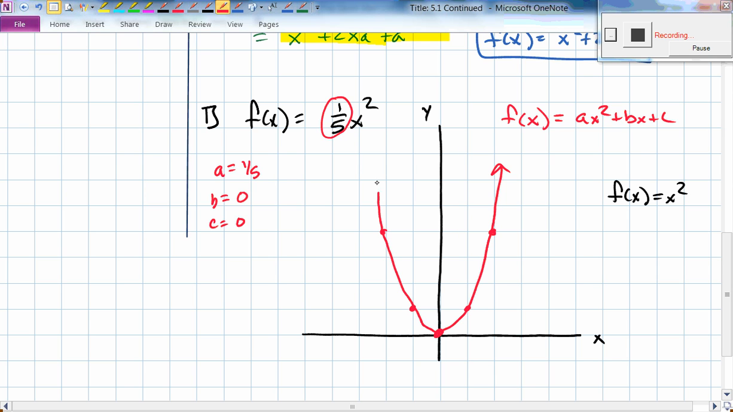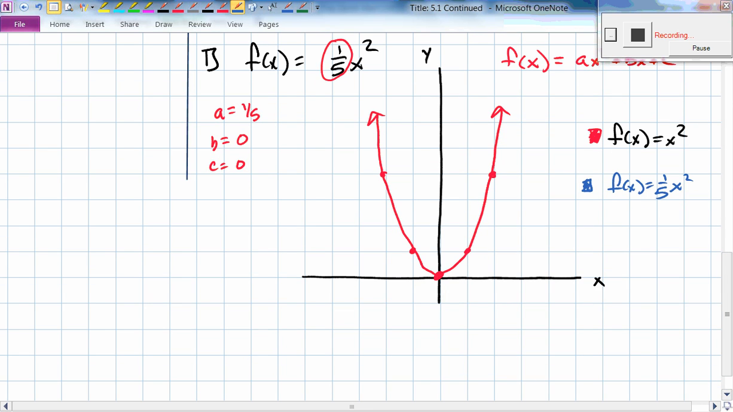And the reason I know those points are on the graph is because I'm just plugging them into my function here. So this is my red function. That's the one that I'm going to color in red. Then we're going to make another one, a blue function here, and it's going to be f of x equals 1/5 of x squared.